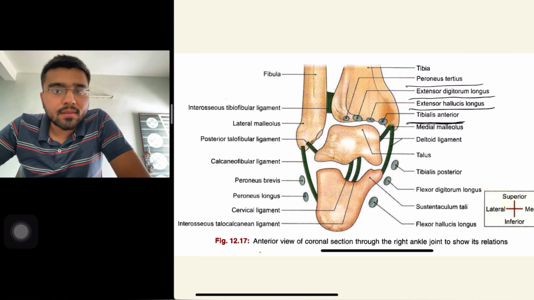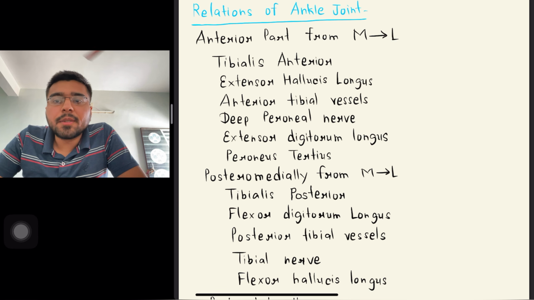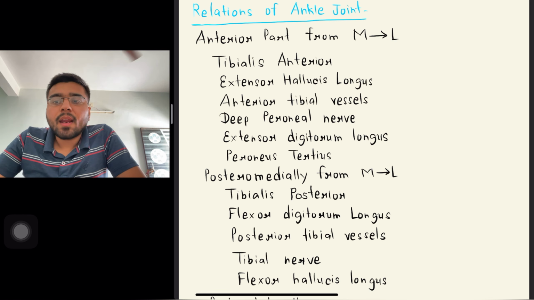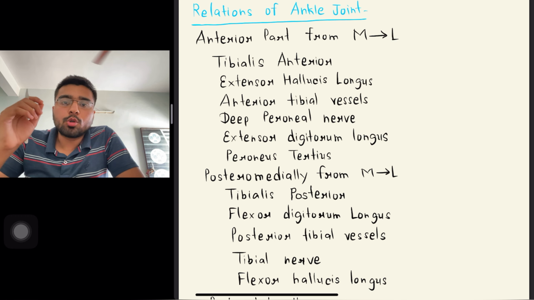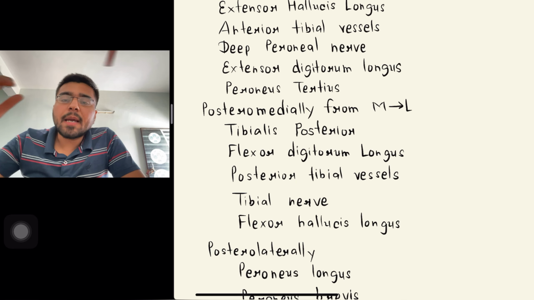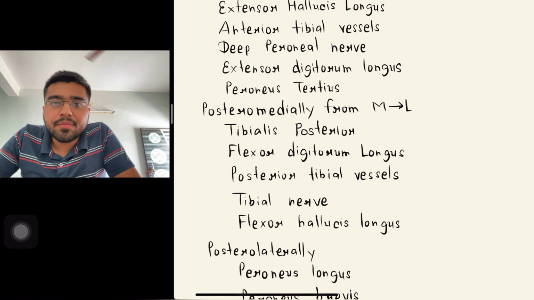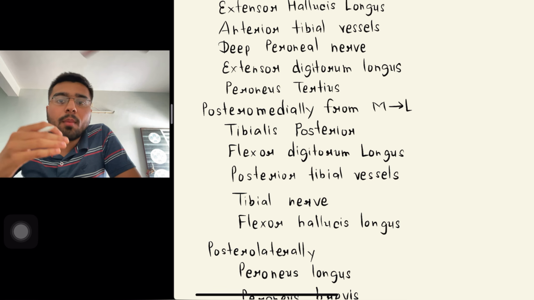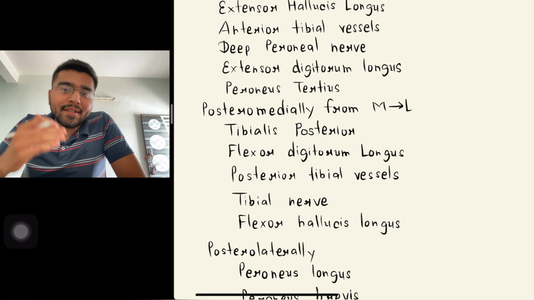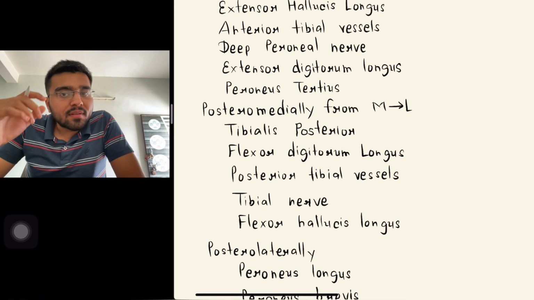is peroneus tertius. Now let us discuss the relations of the posteromedial part of the ankle joint from medial to laterally. There is tibialis posterior, flexor digitorum longus, posterior tibial vessels, tibial nerve, and the lateral most part is flexor hallucis longus. This type of relations are more important from the MCQ perspective. They ask you to arrange the following structures in the posteromedial part of the ankle joint from medial to lateral side, and you have to tell it in the options given below.